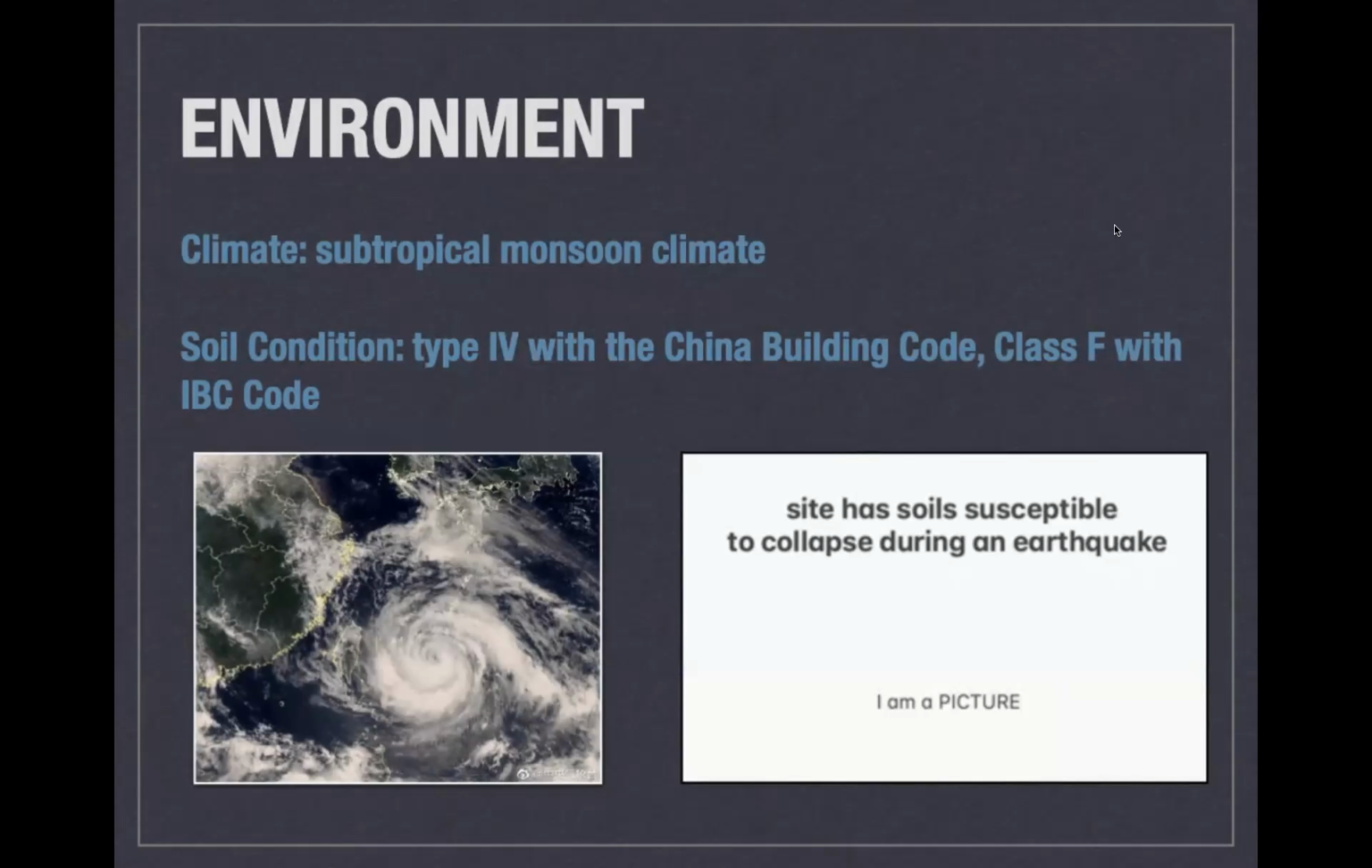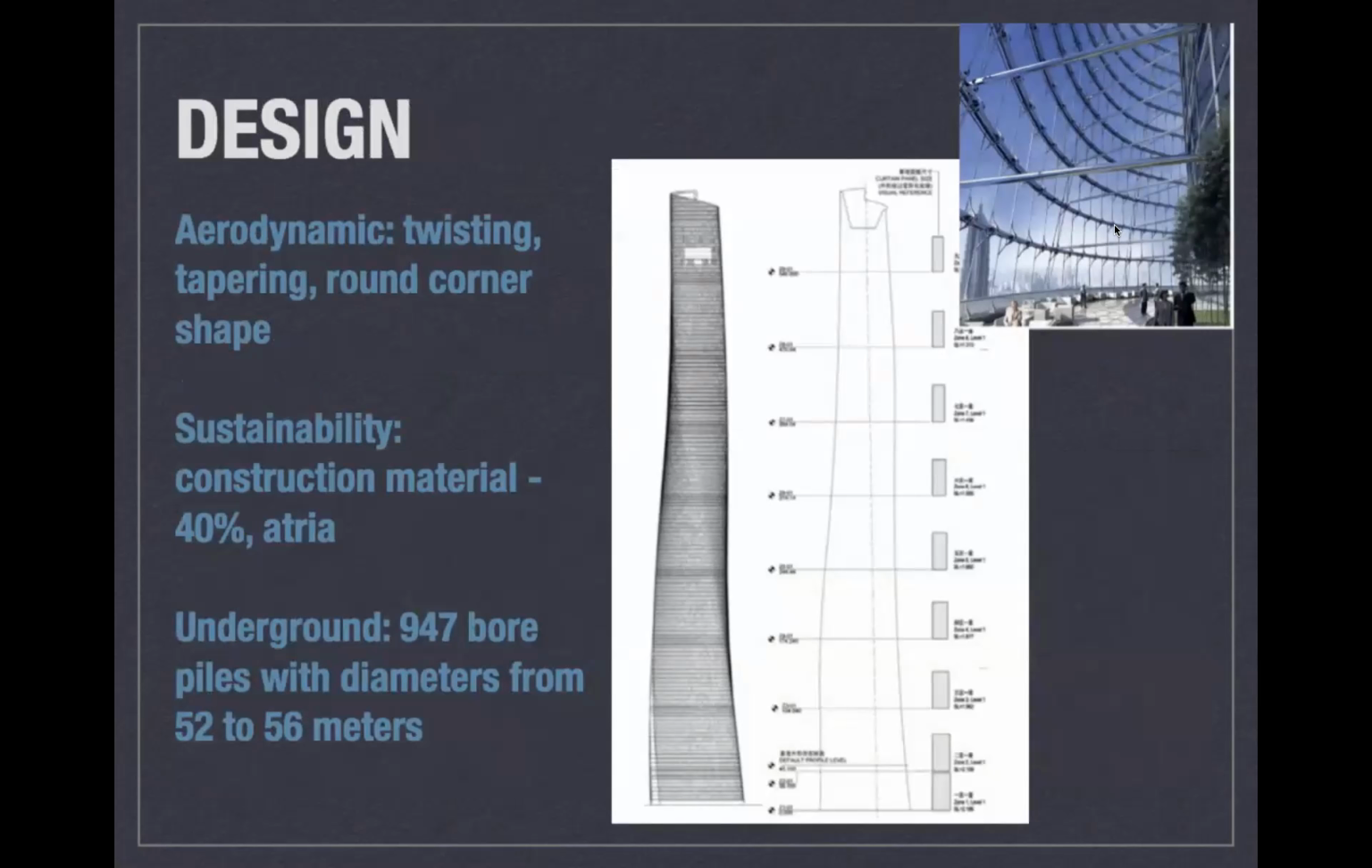As you may tell from the picture on the bottom right, the site has soil susceptible to collapse during an earthquake, thus making it really challenging for tall buildings in Shanghai. However, as Shanghai Tower has stood in Shanghai since 2015, we can conclude that it has some excellent properties in terms of its structure. The basic design of Shanghai Tower.